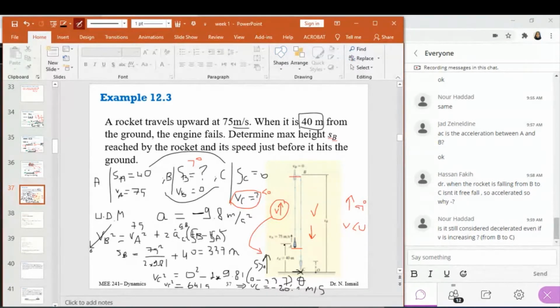Noor, is this still considered decelerated even if V is increasing? V is not increasing from B to C, Noor. V is decreasing. It is decreasing from 0 to minus 80.1. This is the velocity. I'm talking about the velocity, not the speed. It is not the magnitude of the velocity. It is increasing in the absolute value, but it is decreasing in the scalar or the algebraic value. So V is going from B to C, from 0 to minus 80.1.